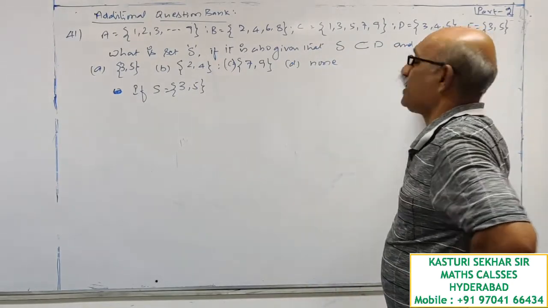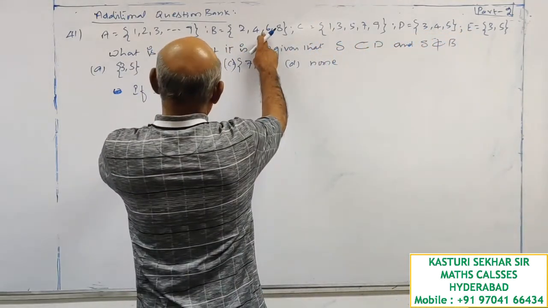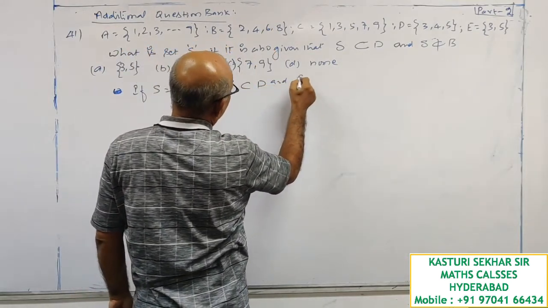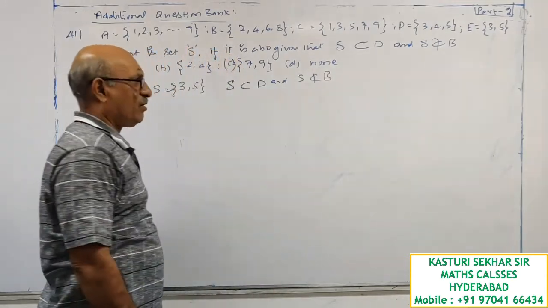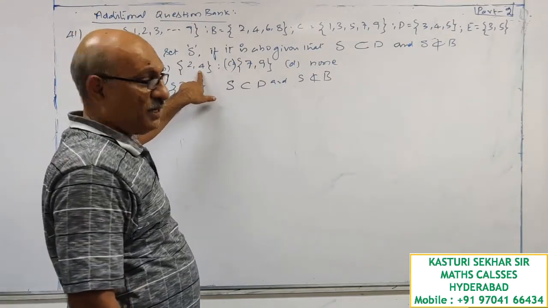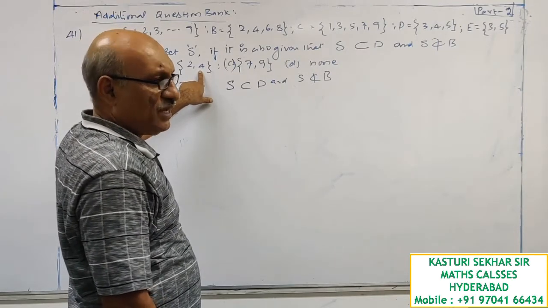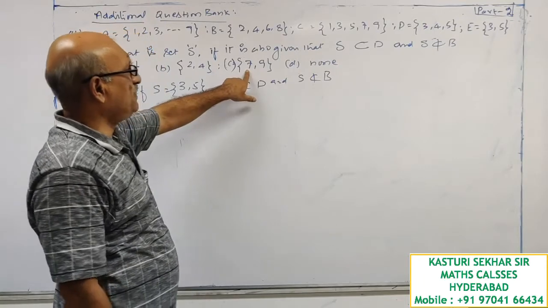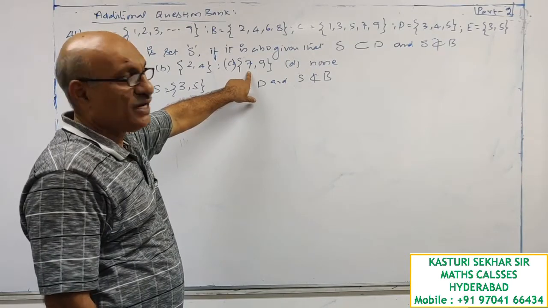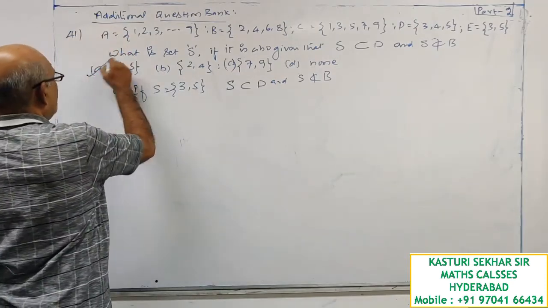Let's go to the second condition. Elements of S are not in B. Look at this: 3 is not in B, 5 is not in B. So S is a proper subset of D and S is not a subset of B. Next, let us verify option B. 2 is not in set D, so option B is not my answer. If I go to option C, 7 is not an element of set D. So option B and option C are the wrong answers. Option A is the answer.